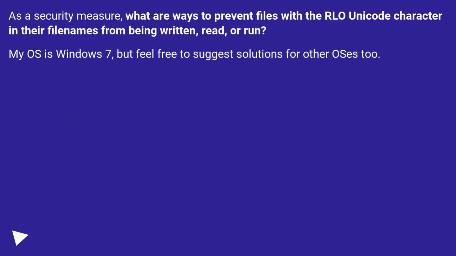As a security measure, what are ways to prevent files with the RLO Unicode character in their file names from being written, read, or run? My OS is Windows 7, but feel free to suggest solutions for other OSs too.